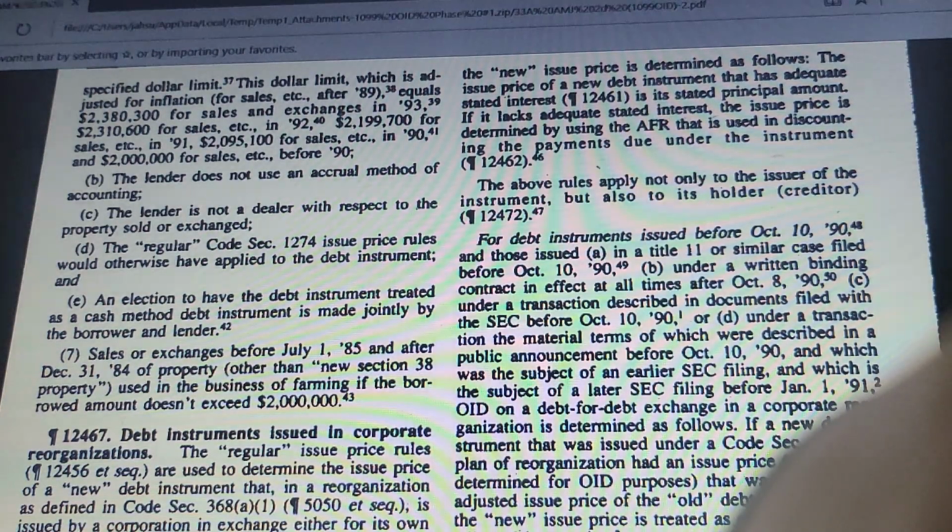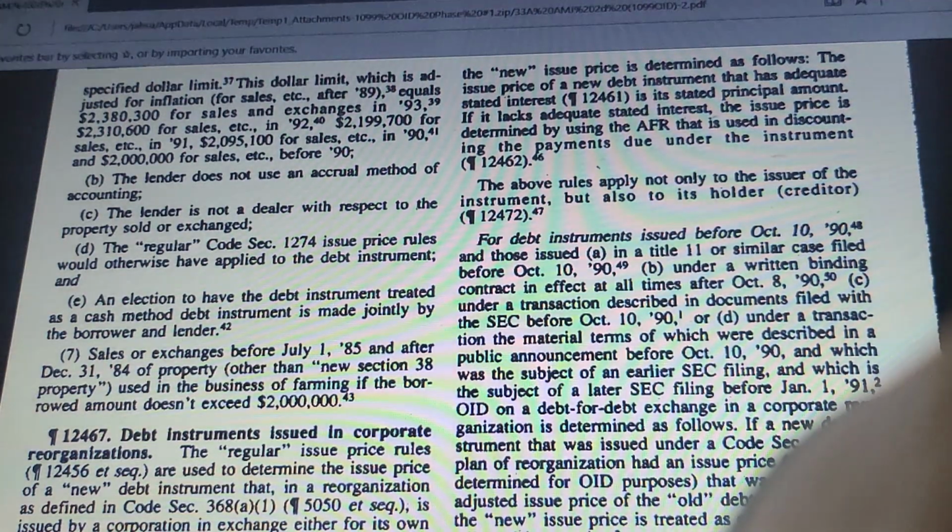C. The lender is not a dealer with respect to the property sold or exchanged. D. The regular Code Section 1274 issue price rules would otherwise have applied to the debt instrument. And E. An election to have the debt instrument treated as a cash method debt instrument is made jointly by the borrower and lender. 7.